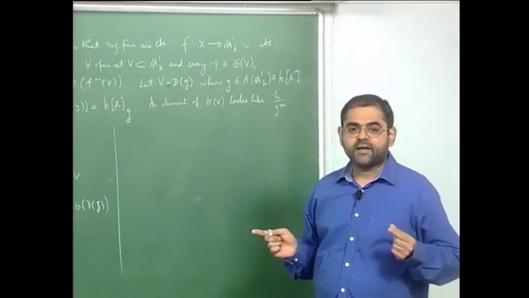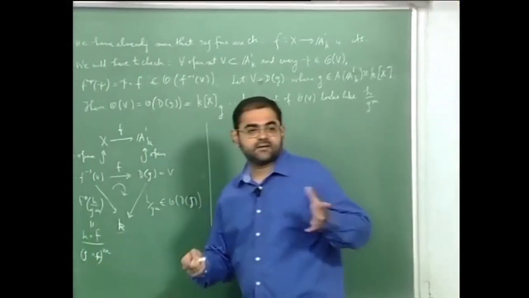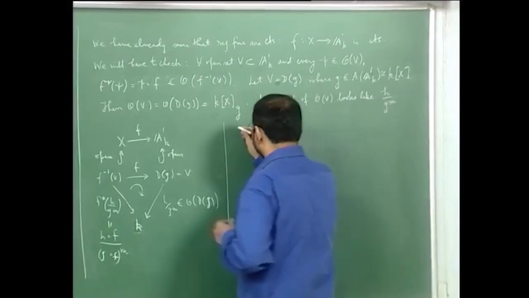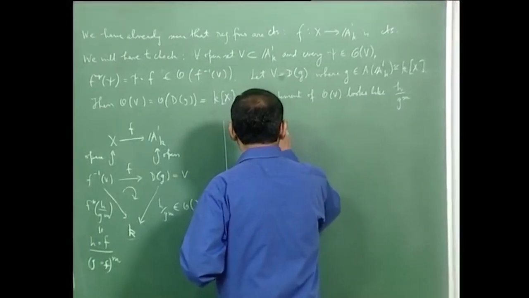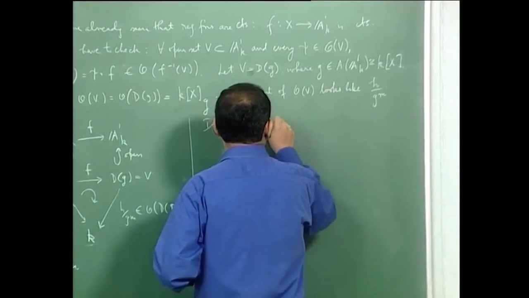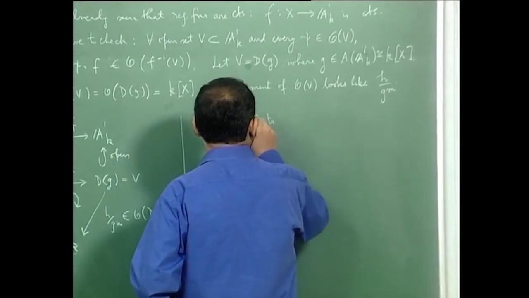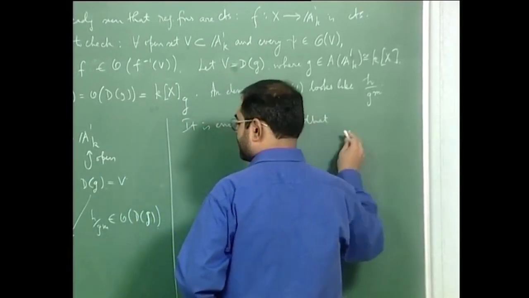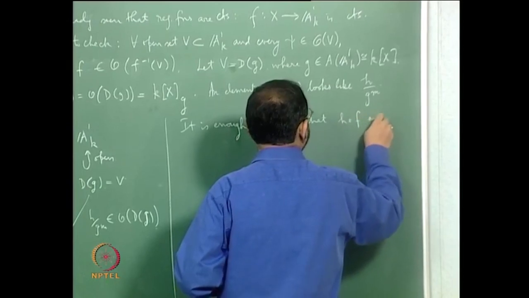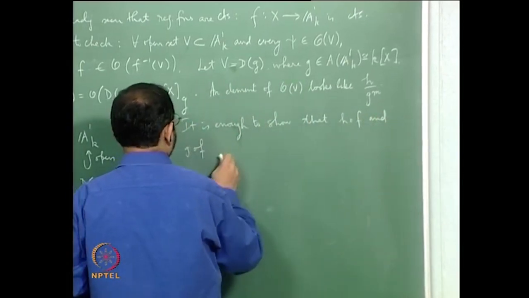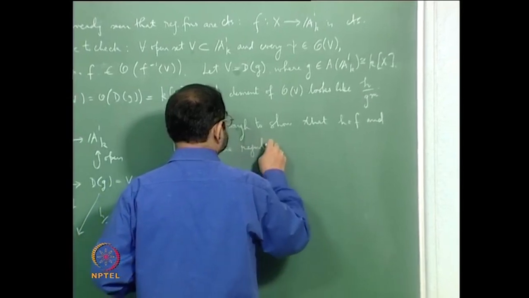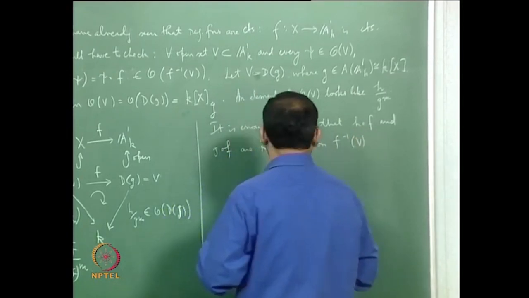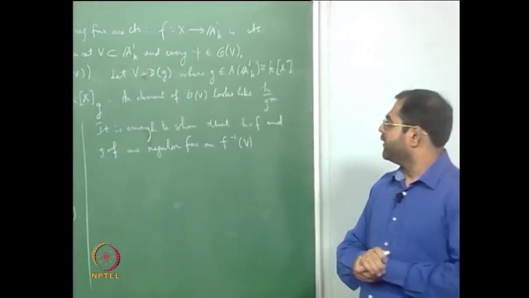So the only thing therefore I have to prove is that H circle F and G circle F are actually regular functions, okay. But so let me write that down. It is enough to show that H circle F and G circle F are regular functions on F inverse V. Okay, this is all I'll have to show.